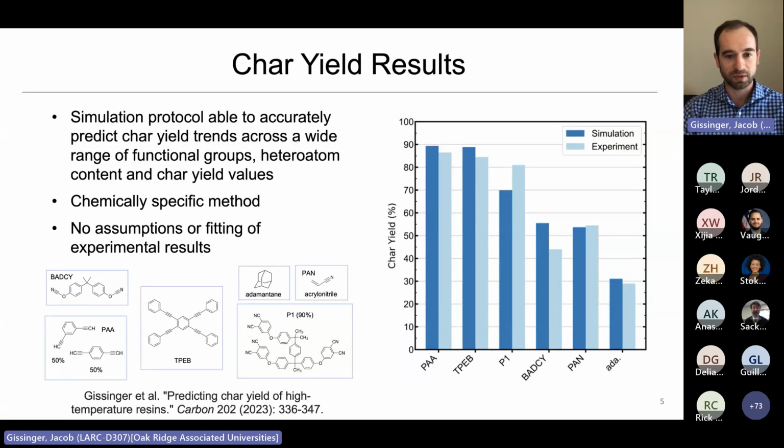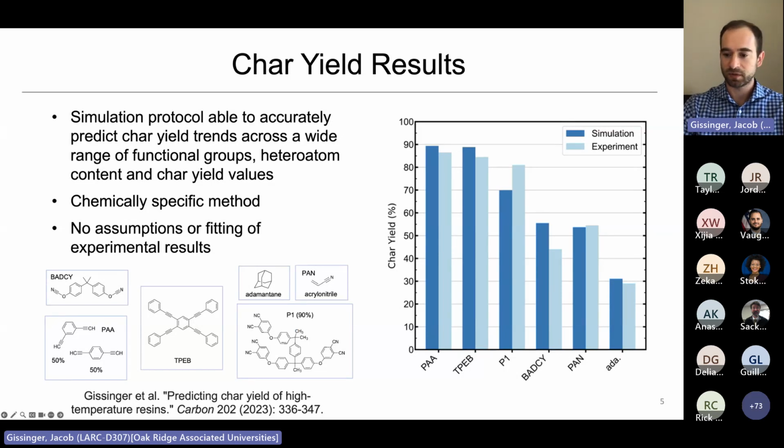First of all, the chemistries that we looked at are all along this bottom left here. You can see that there's a wide variety of different chemical groups on all these molecules, a different percentage of heteroatoms, which are the non-carbon atoms in these resin chemistries, as well as different amounts of aromatic carbons, or carbons involved in these rings. All of these factors play a role in deciding what the char yield is for a given material.